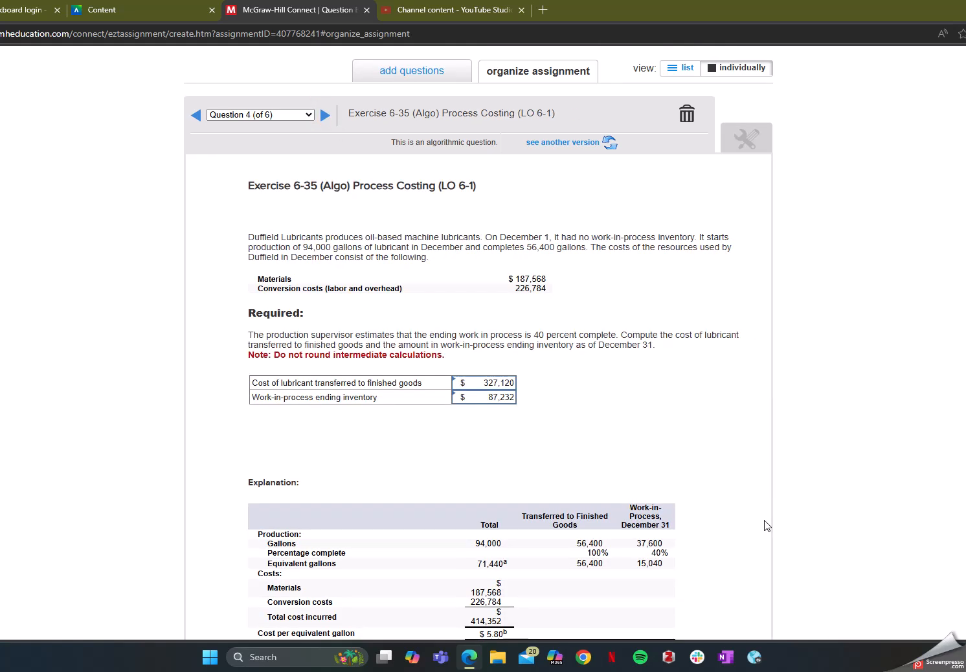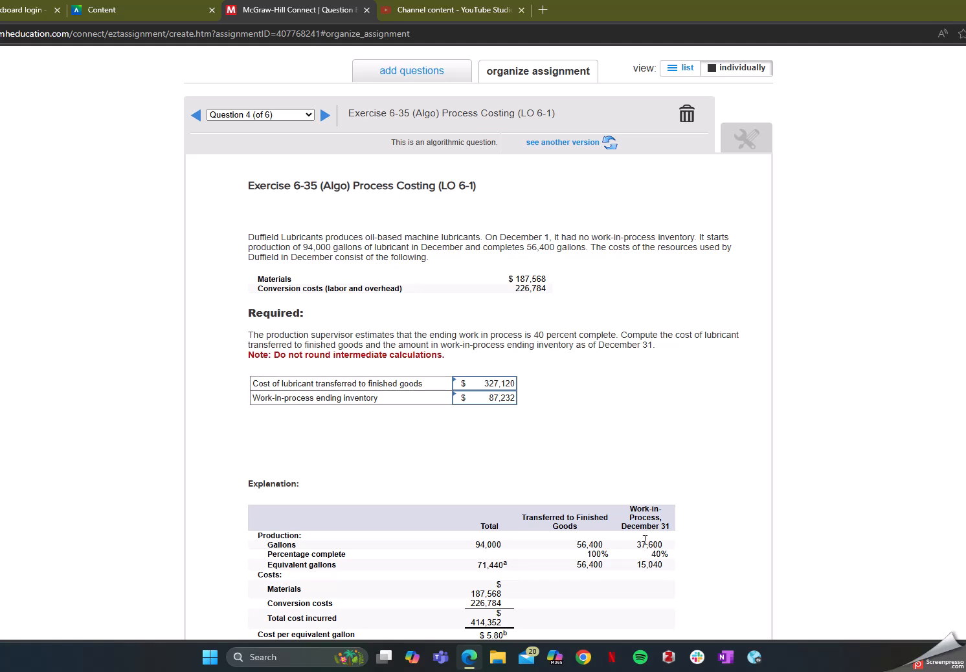Okay, then our process costing, we have no work in process inventory. It starts 94,000 gallons of lubricant and completes 56,400. They give us the materials and the conversion costs. The conversion costs include our labor and our overhead. They estimate that that ending inventory is 40% complete.